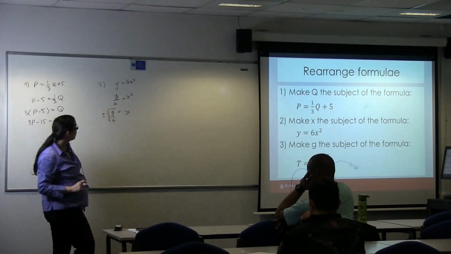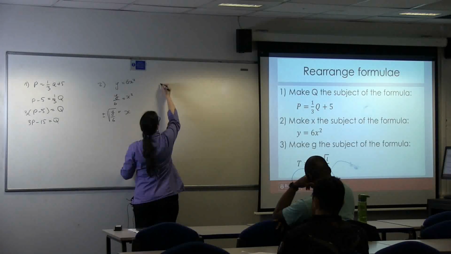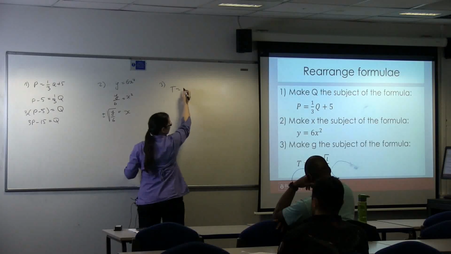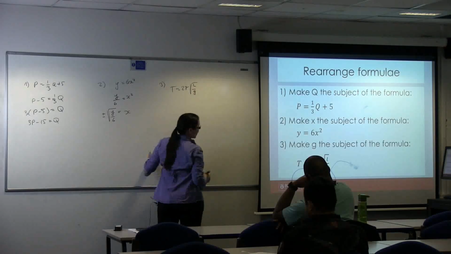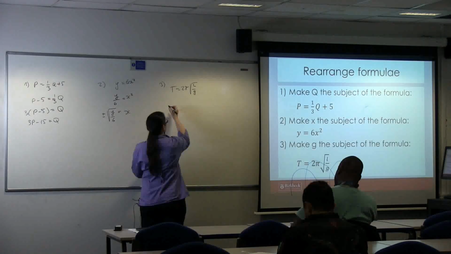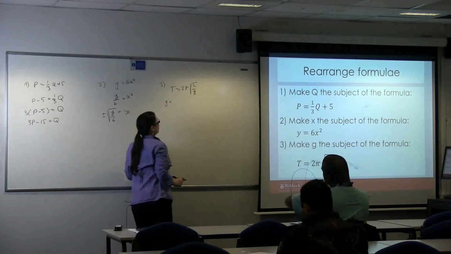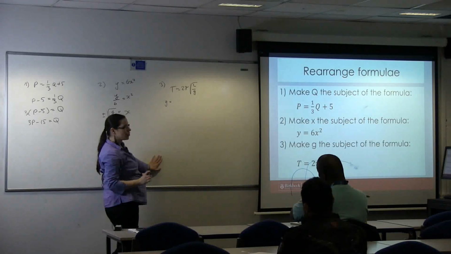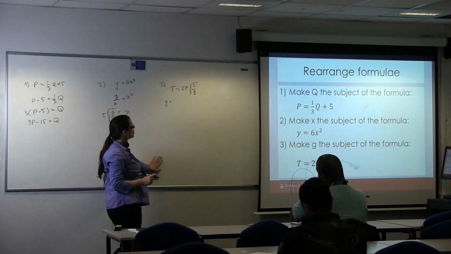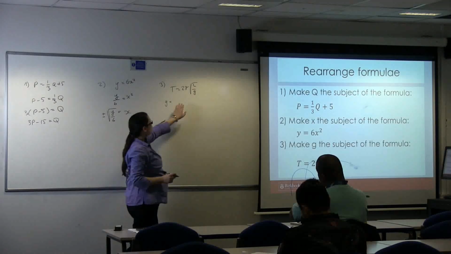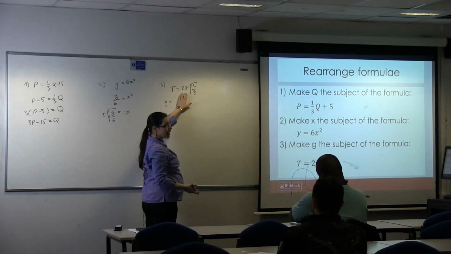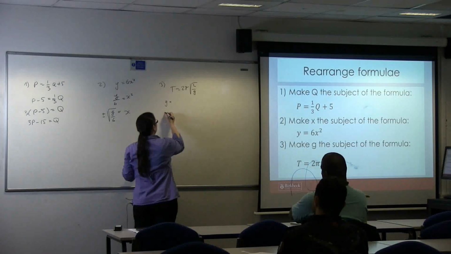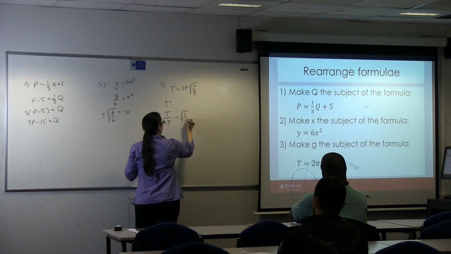And the last one is probably the scary one. Because I have to dig all the way down to make G the subject of the formula. Now, G is under the root and at the bottom. So, first of all, what I need to do, I need to remove the multiple. And the multiple to remove is divide down by it. So what I'm going to do is divide t down by 2 pi. That is equal to root L over G.